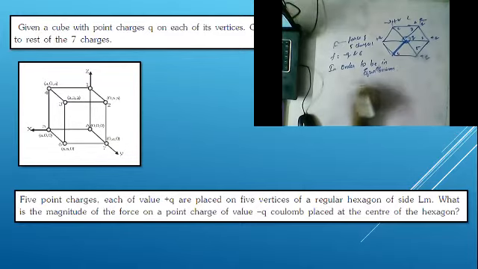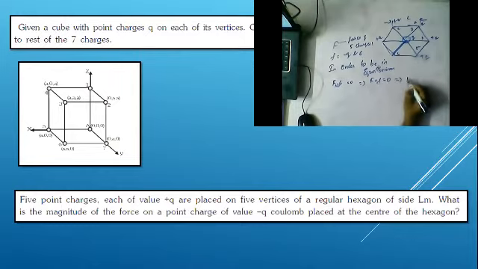okay, so what we can write, F net should be equal to 0. That is, F plus f should be equal to 0. We can write it as F is equal to minus f.